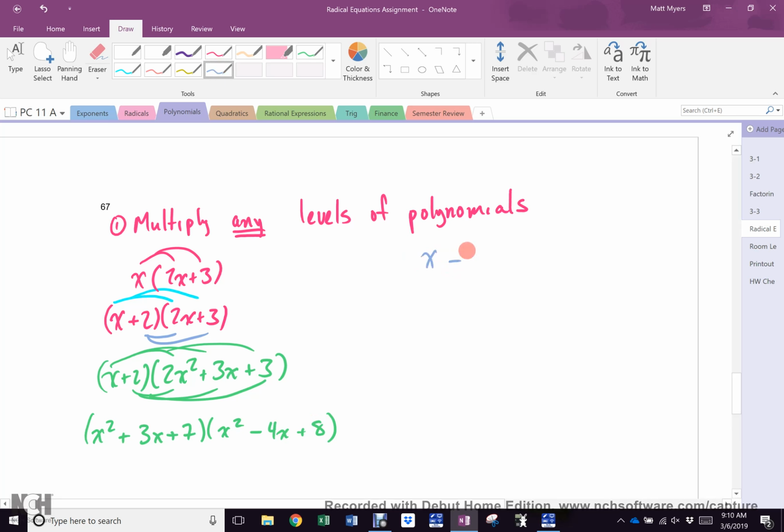Negative x minus 2 times x squared plus 3x minus 4. When you bring that to there, you are going to forget that the last term is needing to be positive 8. You're going to forget that negative sign. At least some of you. Be careful. Remember, you are not distributing minus 2. You are distributing negative 2. Right? Everybody good? Okay.